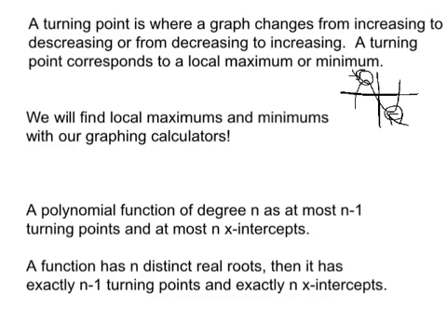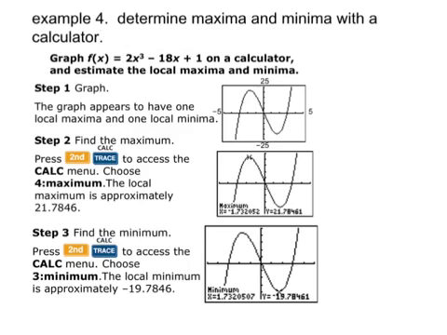Some details. A polynomial function of degree n has at most one less than the degree turning points, and at most the degree x-intercepts. So if we had a polynomial of degree 3, that means it would have 2 turning points and 3 x-intercepts. If a function has n distinct real roots, then it has exactly n minus 1 turning points and n x-intercepts. That's the same thing said a different way.